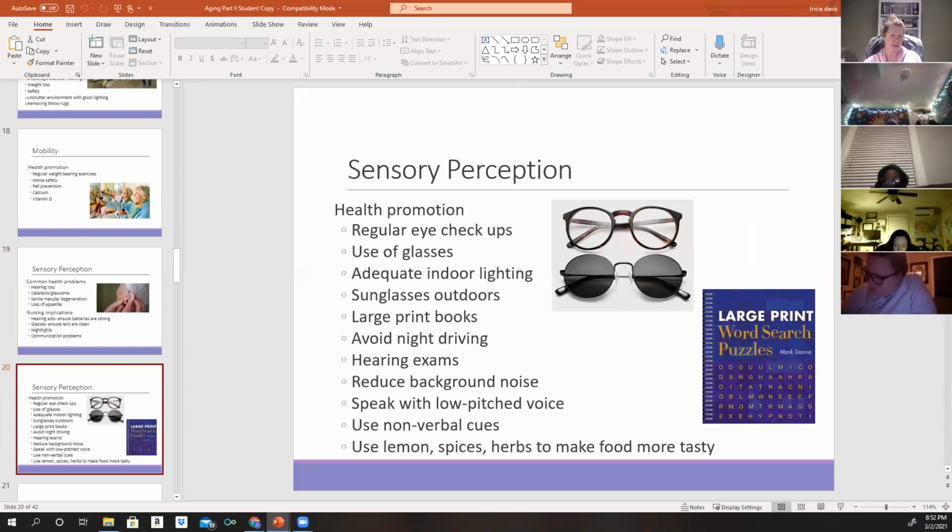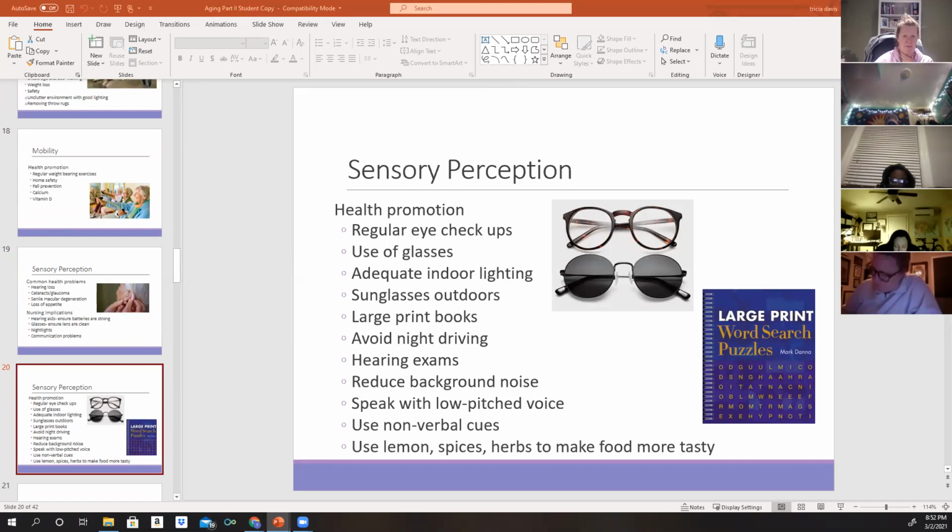So what do we want to encourage for these patients? We want to encourage regular eye checkups. They should be going to the eye doctor every 2 years, or sometimes every year, depending on what kind of issues they have going on. We want to encourage them to use glasses if they need them to see. We want them to wear sunglasses outdoors. We want to make sure that their home has adequate lighting so they can get around inside the house and navigate.